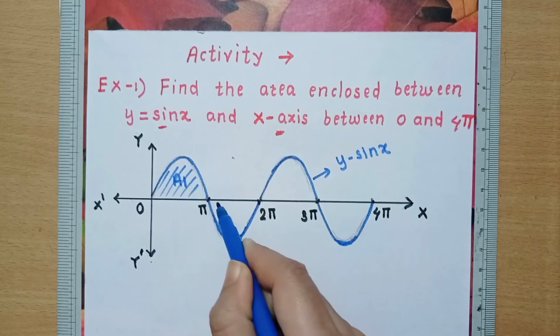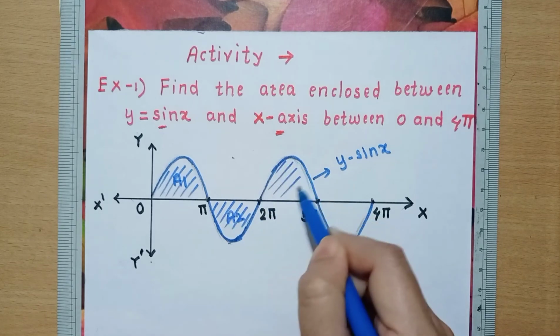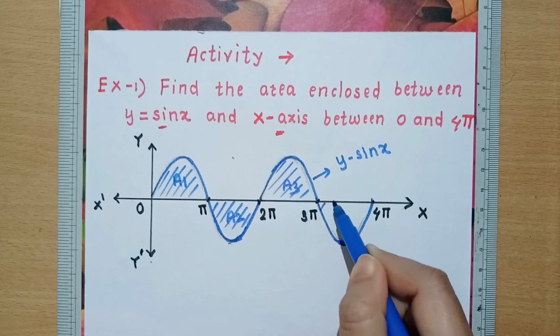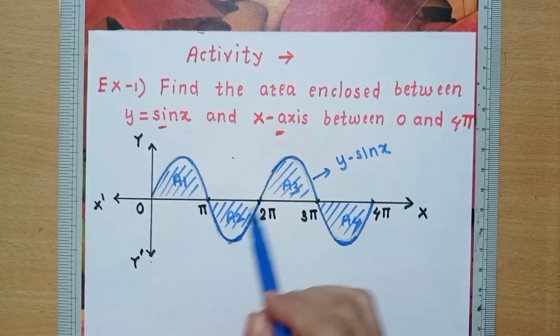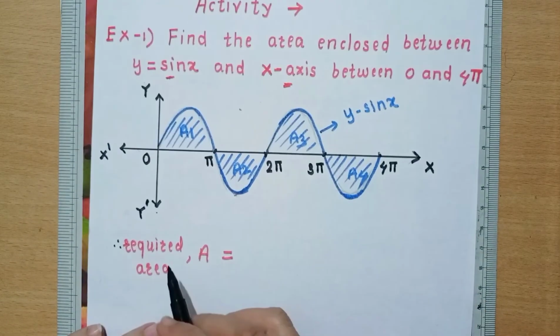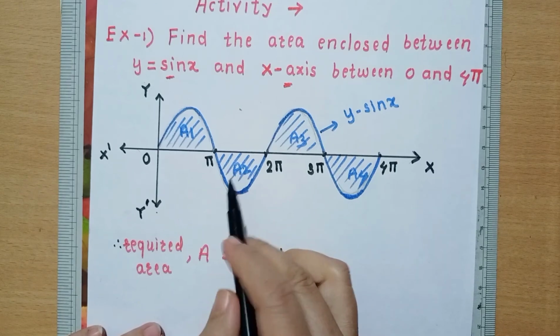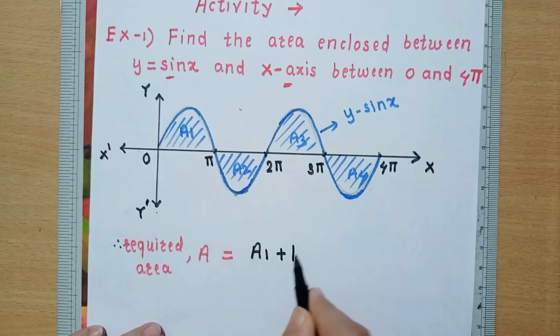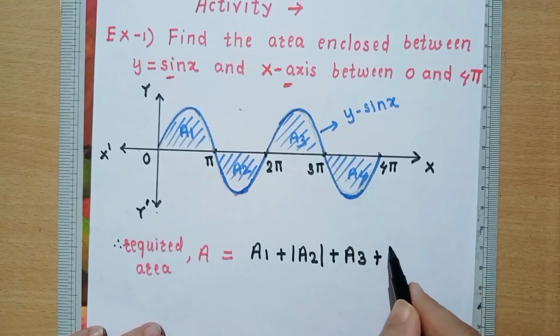So this is the first area, A1, this is the second, A2, again this is A3, and this is A4. We will add A1, A2, A3, A4, and we will get the required area. So the required area A is equal to A1, then we add this A2, but this curve is below the x-axis, so we write mod of A2, then A3 is positive, and A4 is negative, so again we write mod of A4.